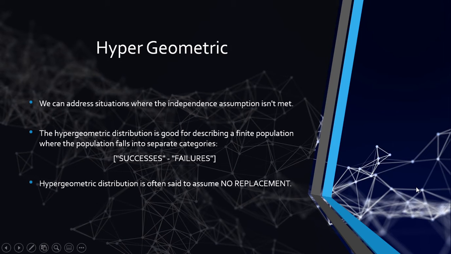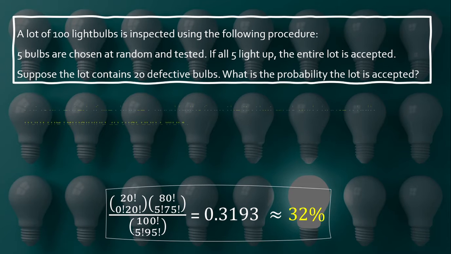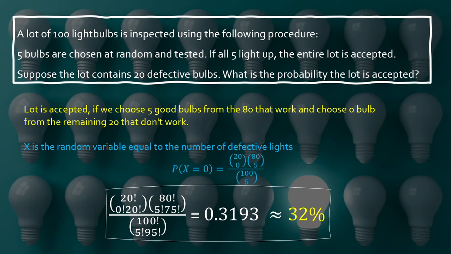In hypergeometric, we can address situations when the independence assumption isn't met. And just like before, there are success and failure categories. Hypergeometric distribution is often said to assume no replacement. We can see that this is the formula of the hypergeometric distribution. Let's jump straight into the real example.